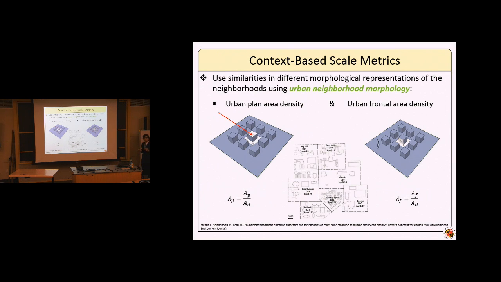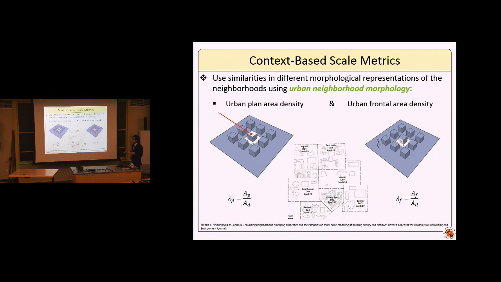I would like to see there are some similarities. I could benefit from those similarities. Let's say I'm looking at the built environment. I'm trying to see how buildings are close or far from each other. If you see here, these buildings have a distance between them. So I would say we could borrow this terminology, urban plan area density. That shows how dense or how sparse the built environment or the buildings are.